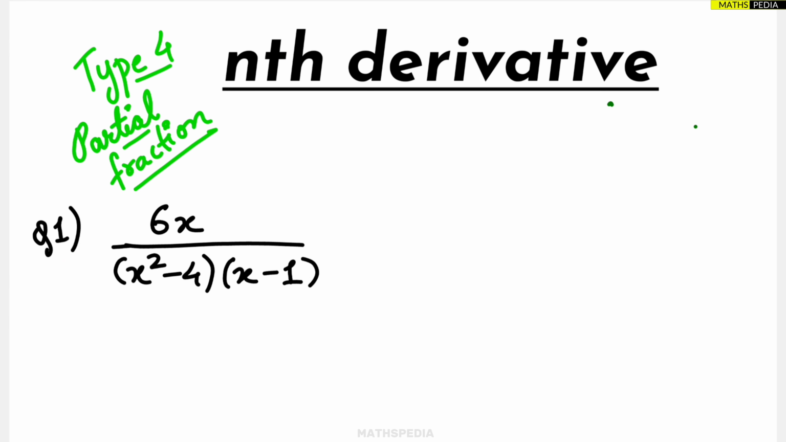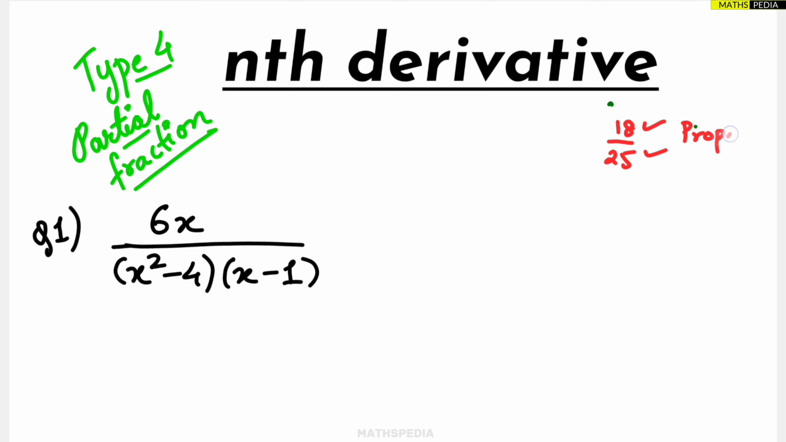So let us take the first question. Here it is 6x divided by x square minus 4 into x minus 1. The first and foremost thing you have to see is whether the given fraction is improper or proper fraction, in the sense what you understand by that. Whenever, for example, 18 by 25, this is a proper fraction because numerator is less than denominator.